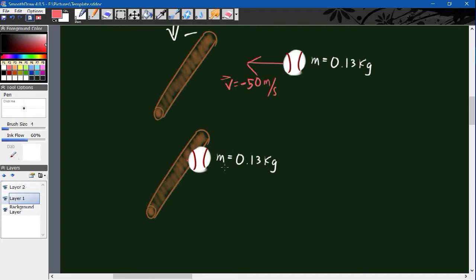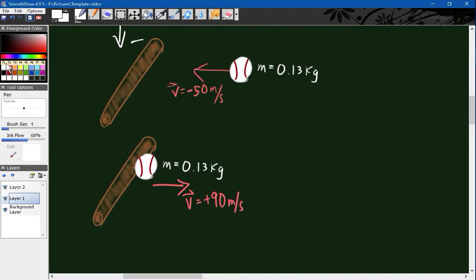Okay, and then it hits the ball. We hit the ball with the stick, and then it goes flying back at a much higher velocity. It's around 90 meters per second in the rightward direction, so it's a positive one. And then let's say we want to calculate what's the impulse on the ball.